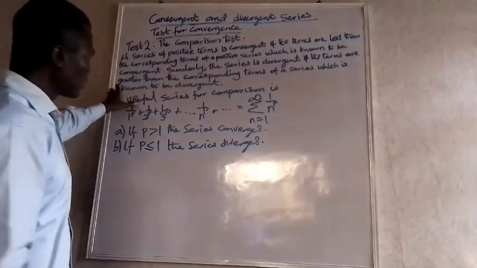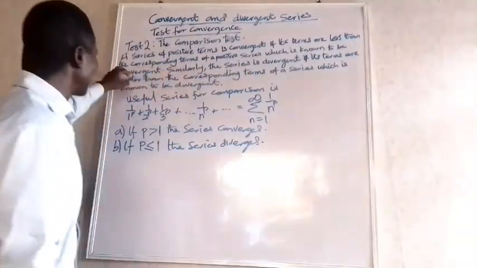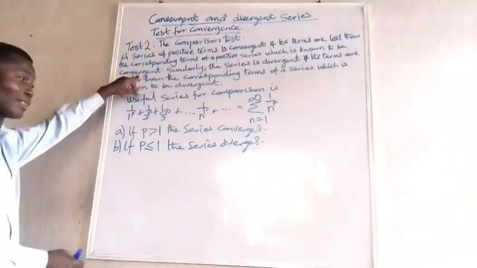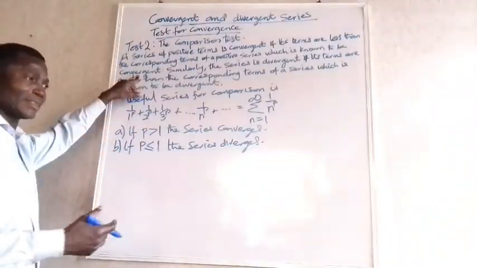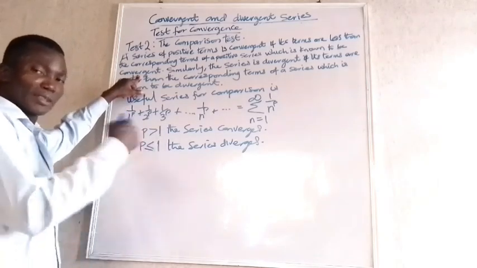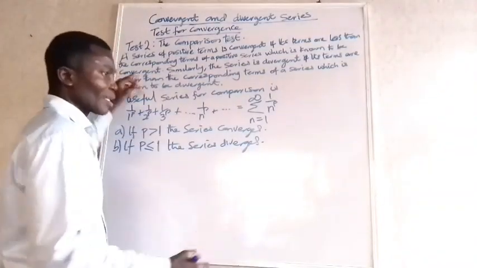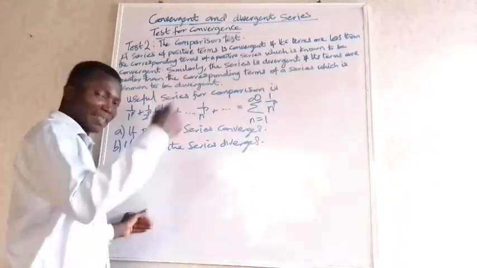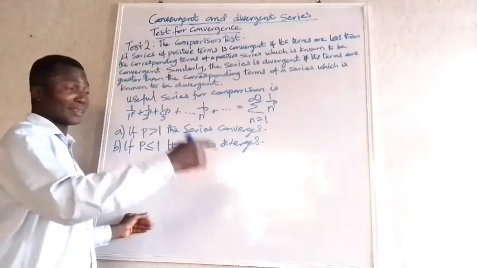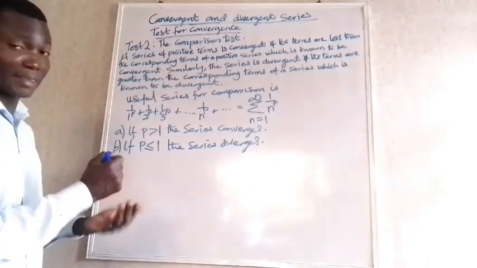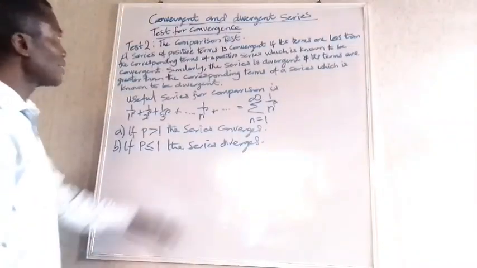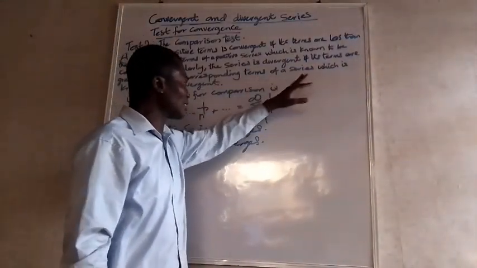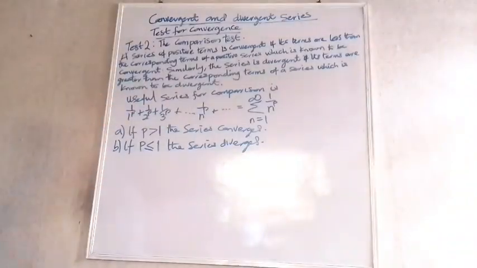A series of positive terms is convergent if its terms are less than the corresponding terms of a positive series which is known to be convergent. As I just said, you know another series which is convergent, and then you compare the terms of this series with that convergent series. If the terms of the series you are testing are lesser than the terms of the convergent series, the series is said to be convergent. Similarly, the series is divergent if its terms are greater than the corresponding terms of a series which is known to be divergent. Very simple.